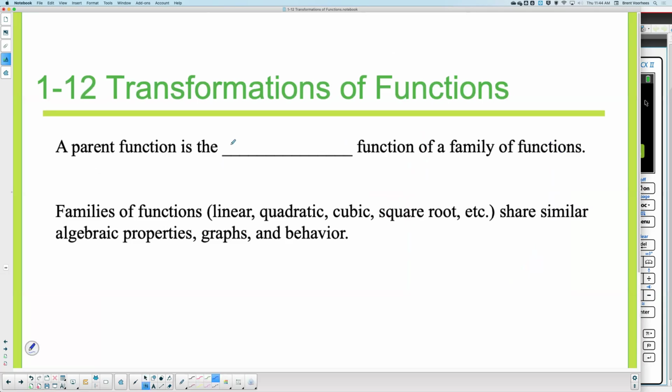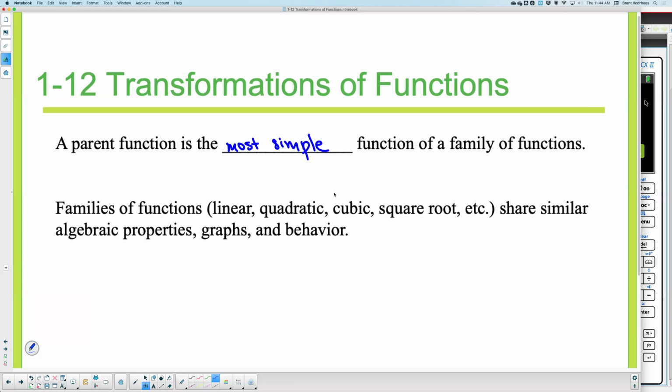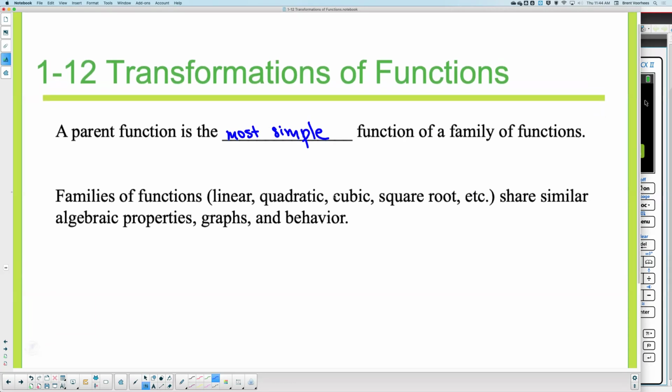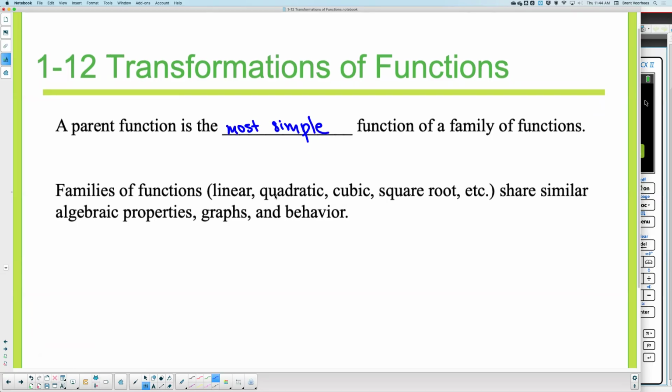A parent function is the most simple function of a family of functions. So what I was just doing on the previous page is I was showing you parabolas. The original parabola would be the parent function, the one that goes through the origin. So the most basic function is called the parent function. Most simple, you could say most basic if you like. Some types of family functions we're going to see today: linear, quadratic, cubic, square root. We'll also see absolute value that I can remember. That might be it for today. They will each share certain similarities, and they'll also have some differences.